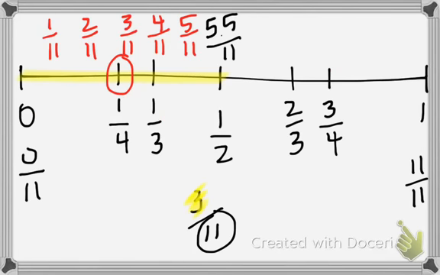So I'm going back here, and I know that on my number line, 3/11 is going to be just a little bit larger than 1/4.